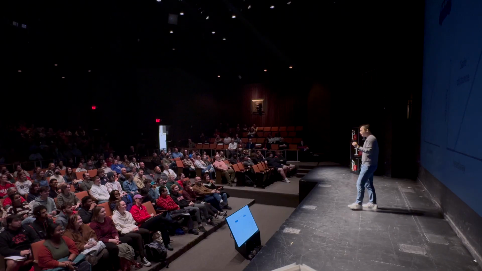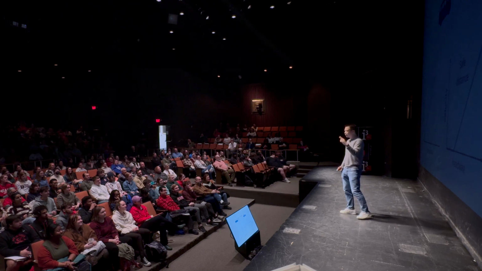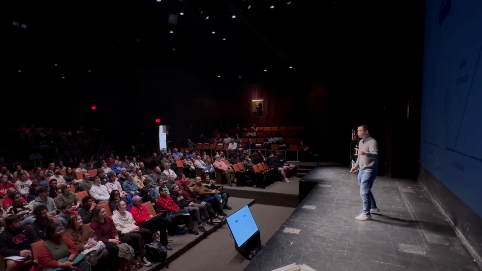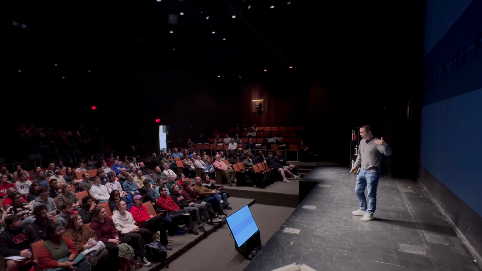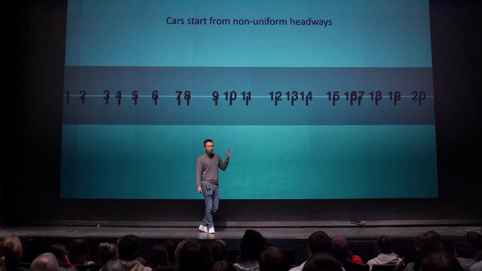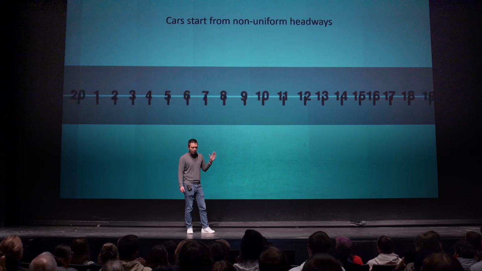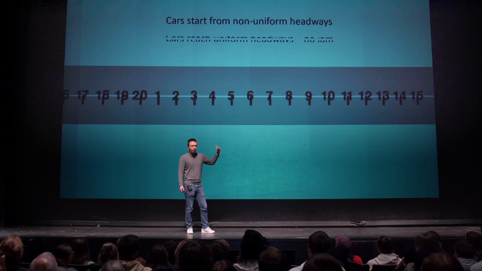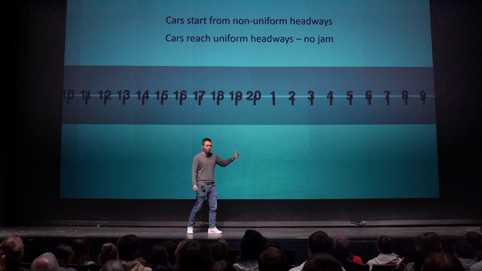And for the math nerds out there, if you know the velocity, if you integrate the velocity, you get the position. So we can visualize the position in a computer program. Now, all of the cars start from a non-uniform headway. As time goes, you see that according to our model, they'll come back to a uniform headway. No jam forms.